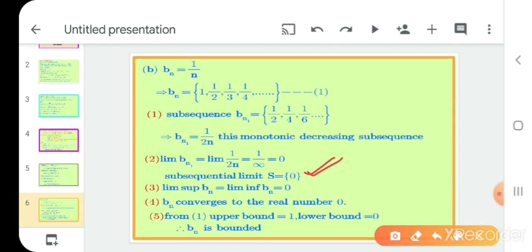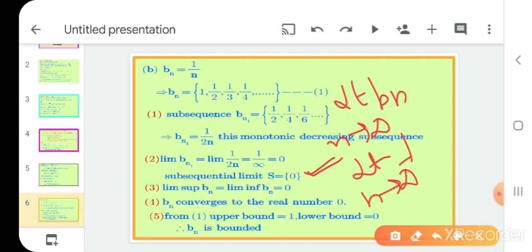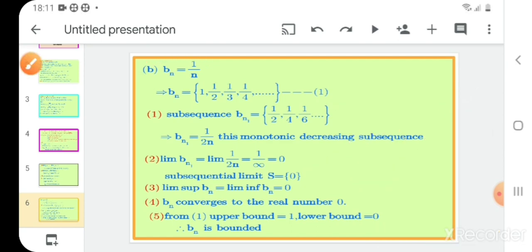Fourth one is whether the given sequence converges or diverges. Bn converges to the real number 0. How? Convergence means, if you want to check whether the given sequence converges on R, what do we find? The limit. What is the limit of Bn as n tends to infinity? Limit n tends to infinity of 1 by n is equal to 1 by infinity. This equals 0. So the given sequence is convergent.